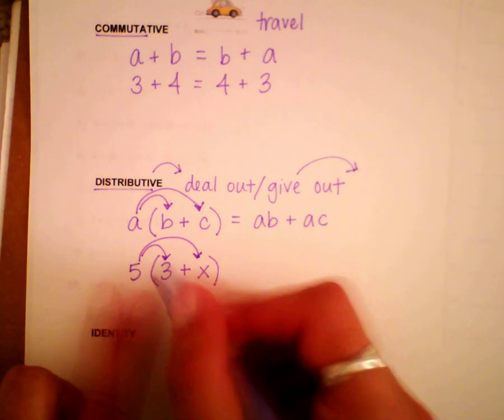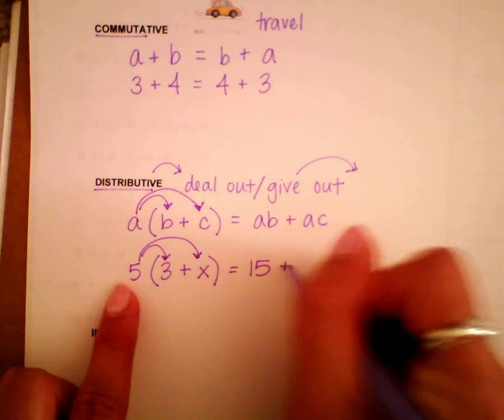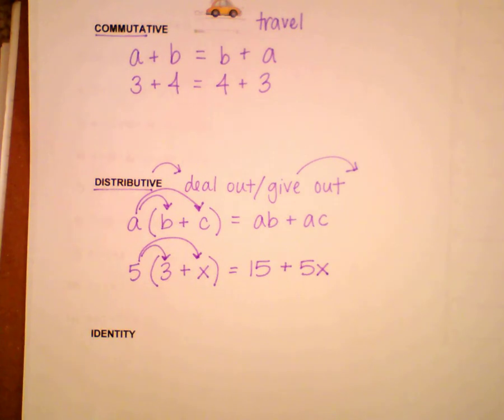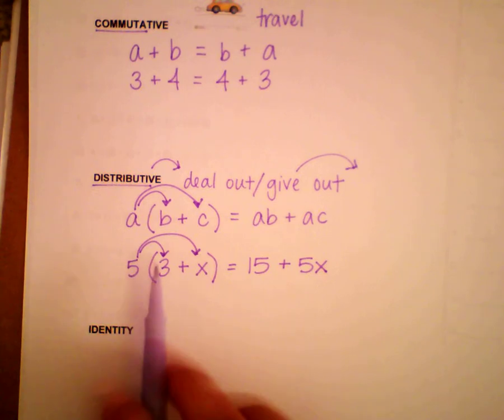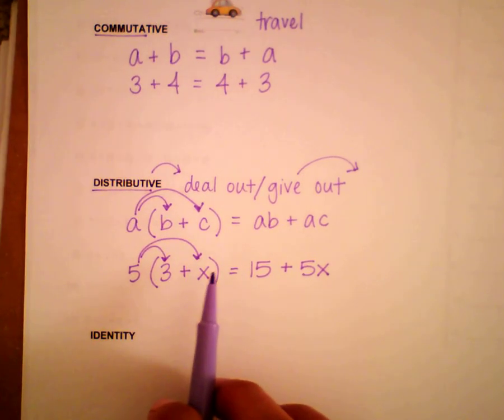So 5 times 3 is 15 plus 5 times x. Don't combine. That's just how it stays. Okay, so again, distributive property means that multiplication is distributing itself or handing itself out over the addition.